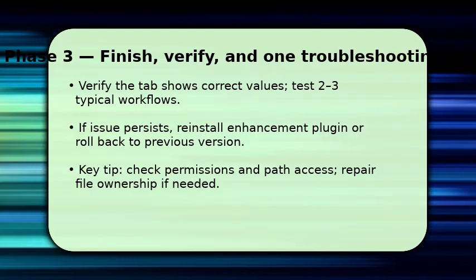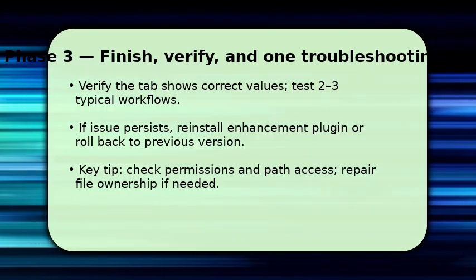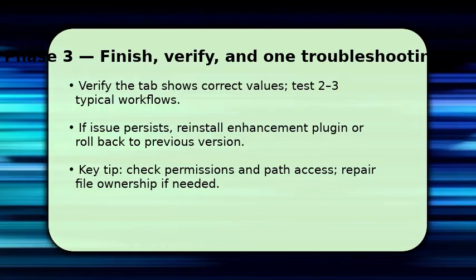If problems persist, reinstall the Enhancement plugin or roll back to the previously working version. This often removes corrupted updates. Make sure file permissions and path access are correct, repair file ownership, or ACLs if the app cannot read supporting files. If you still see errors, gather the cleaned logs and the failing rule name.